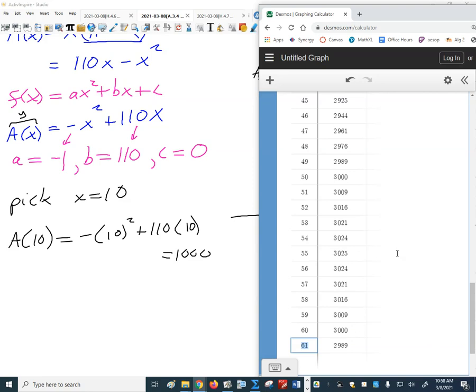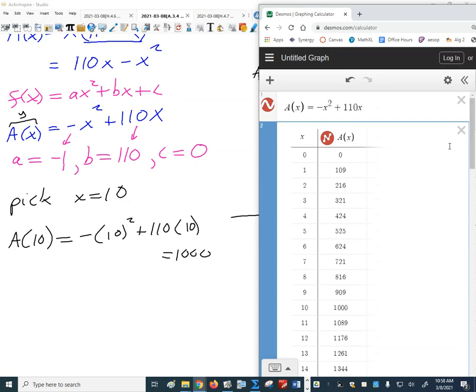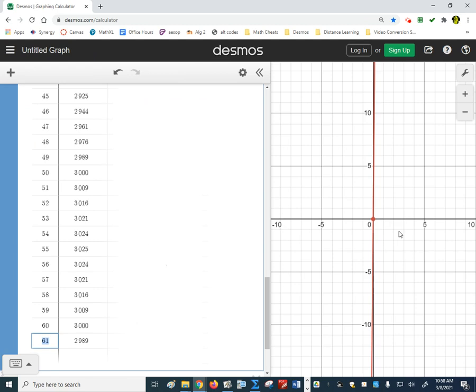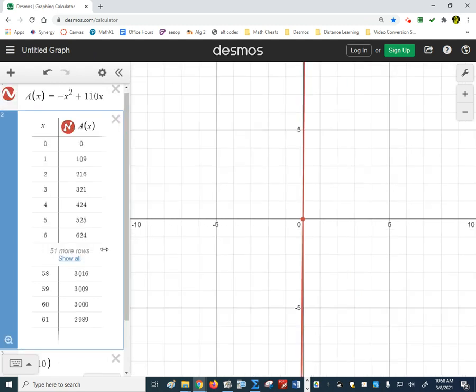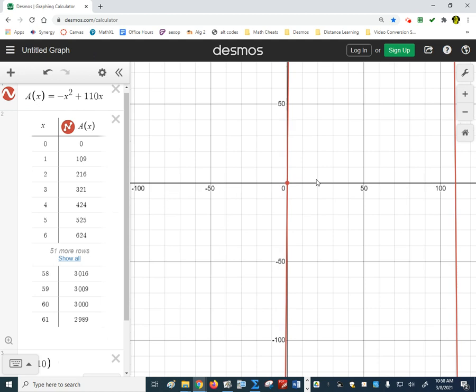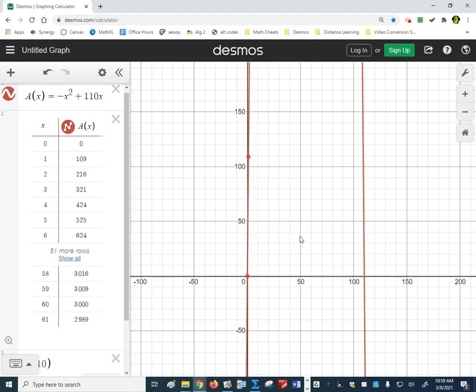Huh. Let's see what this looks like if I graph these points. I'm going to have to zoom out a bunch, and I'm going to want to practice setting our window.